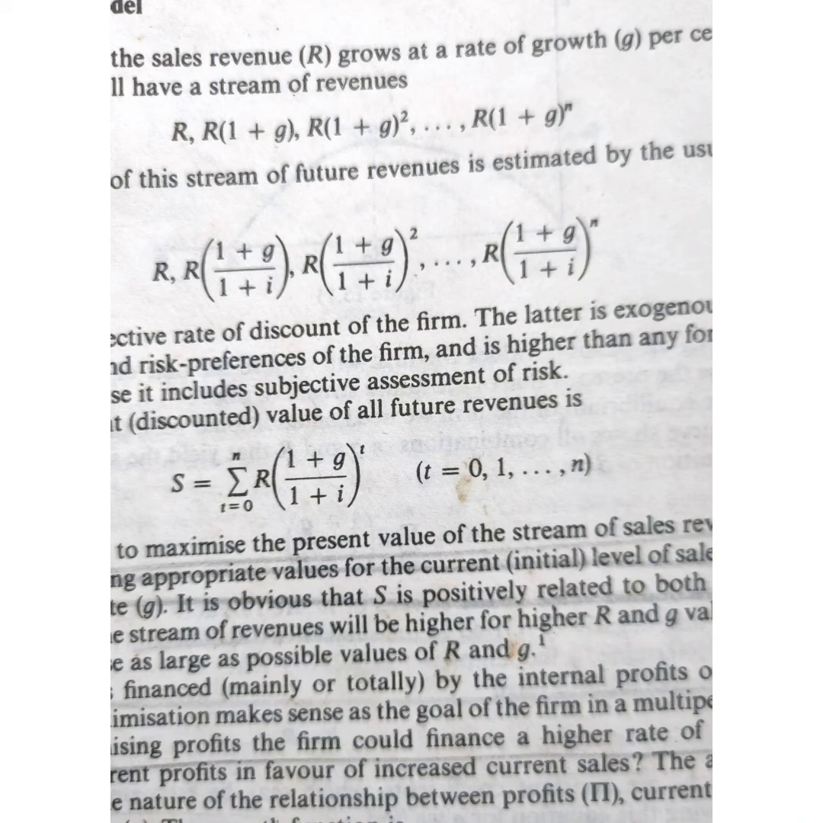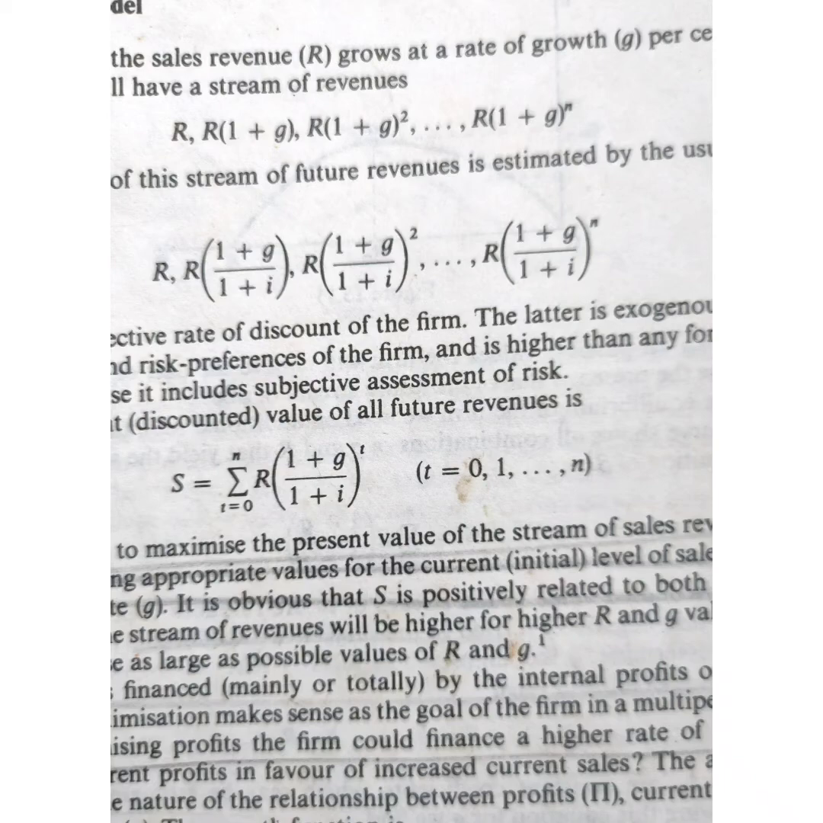So the sales revenue R has a relationship with the total value of all future revenues, that is S. The present value stream of revenues will be higher for higher sales revenue and growth, that is the g value and R value. The growth is always financed by internal profits and sometimes by external money. Sales maximization makes sense as it is the goal of the firm in a multi-period analysis. That is why everybody is trying to maximize sales so that it can be reinvested.